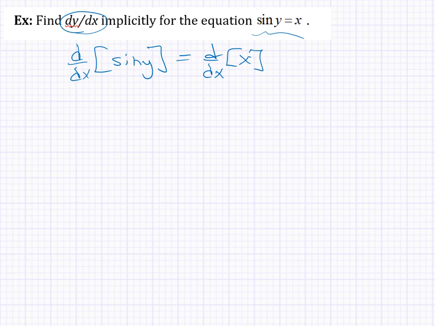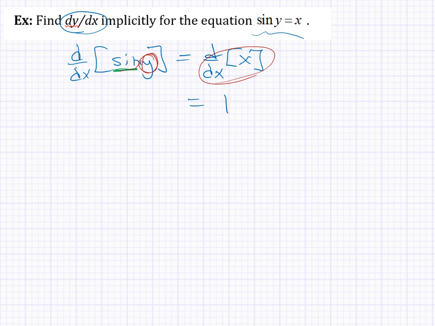And so on the right-hand side, they're x's, so it's just basic explicit differentiation. I would get 1, the derivative of x with respect to x is 1. The left-hand side is where we have the implicit part. And so this is a chain rule. Think of this as outside function and inside function.